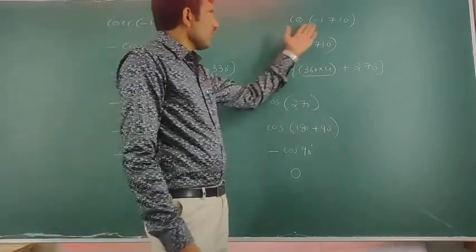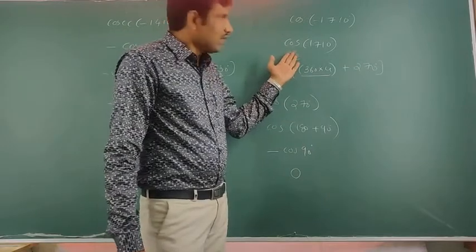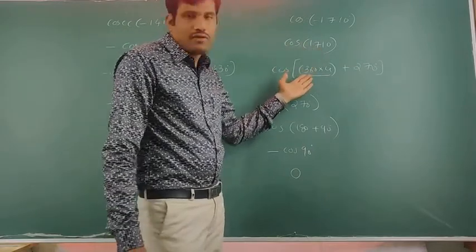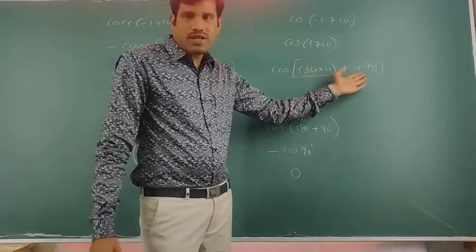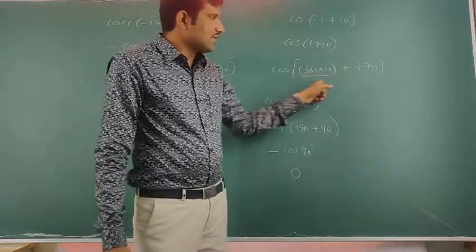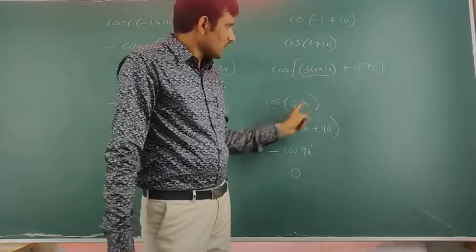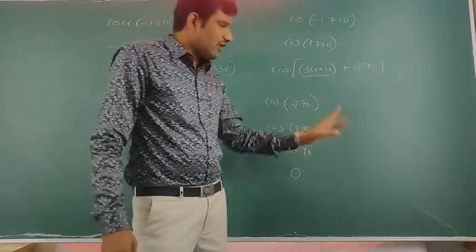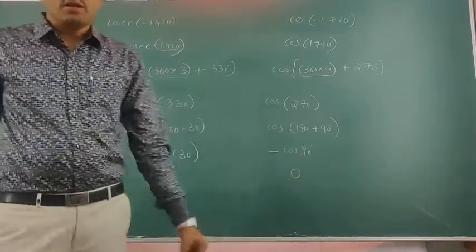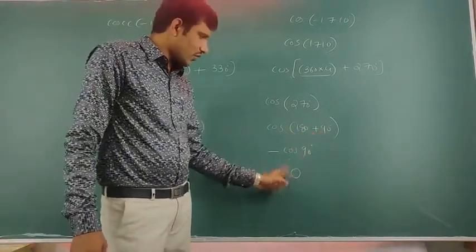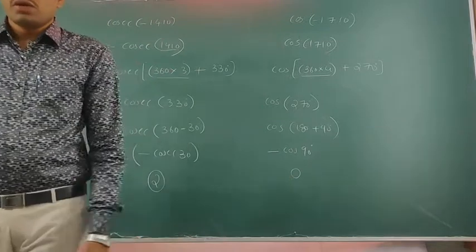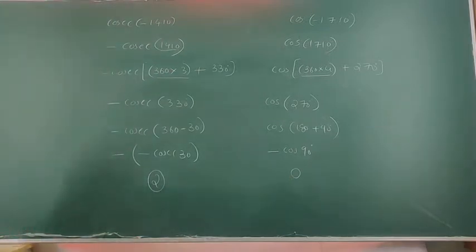See. So cos of minus theta is plus cos theta. So now 1710 when you divide by 360 you are getting 4 point something. That is 360 into 4 plus 270. Now this 360 into 4 we can neglect. That is cos of 270. That 270 we can write it as 180 plus 90. So what is cos of 180 plus theta? Minus cos theta. That is minus cos 90 is 0. Is it clear, students?